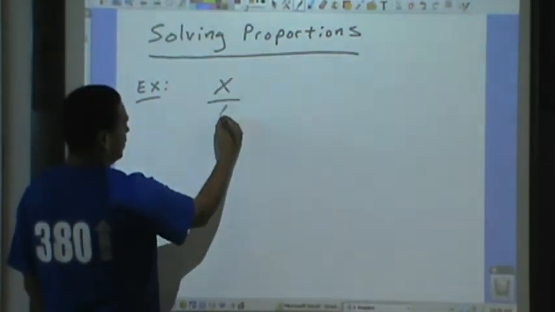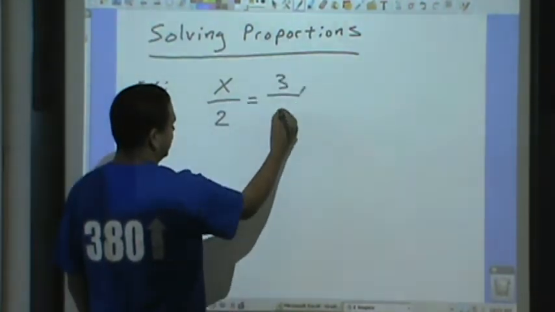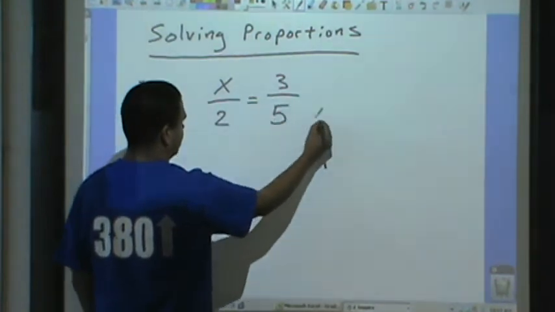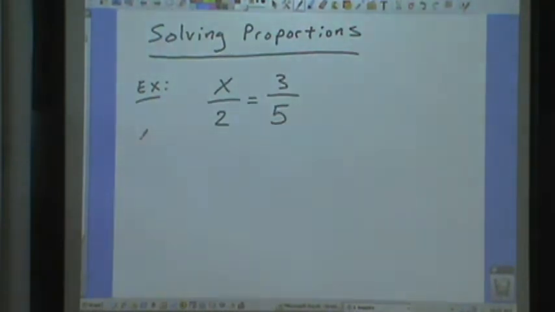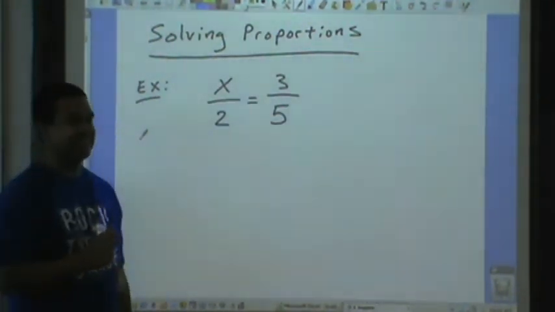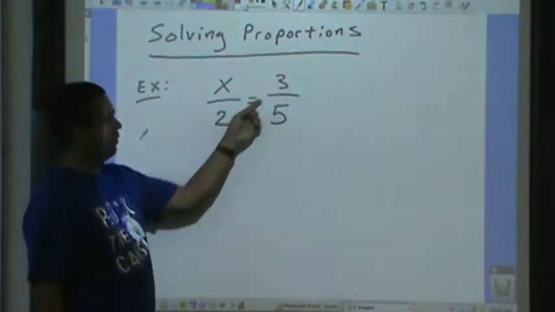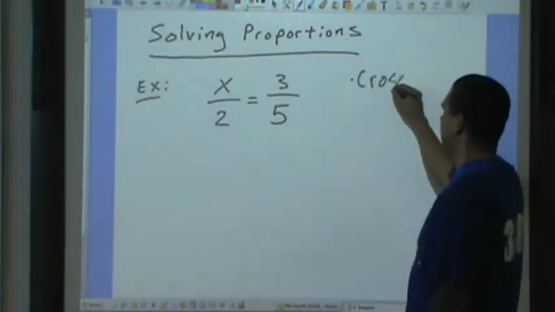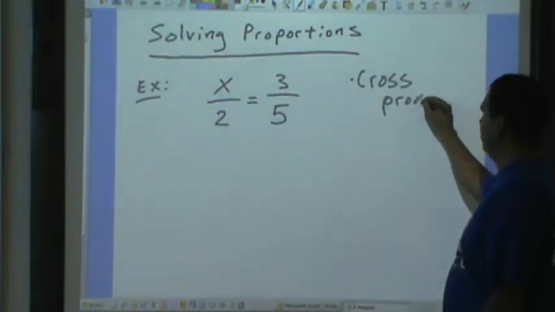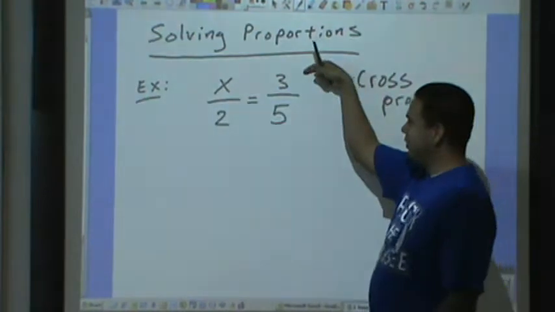So if we have x over 2 equals 3 over 5. How are we going to solve that? Multiply. So some of you might remember, right? Yeah. Jonathan? Yes, I do. You do remember, good. So we call it a cross product. We're going to cross multiply. So we're going to use the cross product. And that means we multiply diagonally through the equal sign.